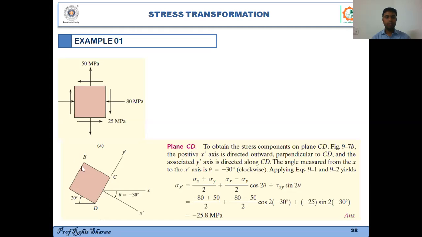Right. So this is the rotated stress block. What you have done is rotate this stress block by an angle of minus 30 degrees. And what you have to do is find out the normal stress on this face CD. You can find the normal stress on this face CD by using this formula for sigma x dash. So sigma x dash is what? Sigma x plus sigma y by 2 plus sigma x minus sigma y by 2 into cosine of 2 theta plus tau xy into sine of 2 theta, right? So once you plug in all the numbers, you can find out what the normal stress on this face CD is.